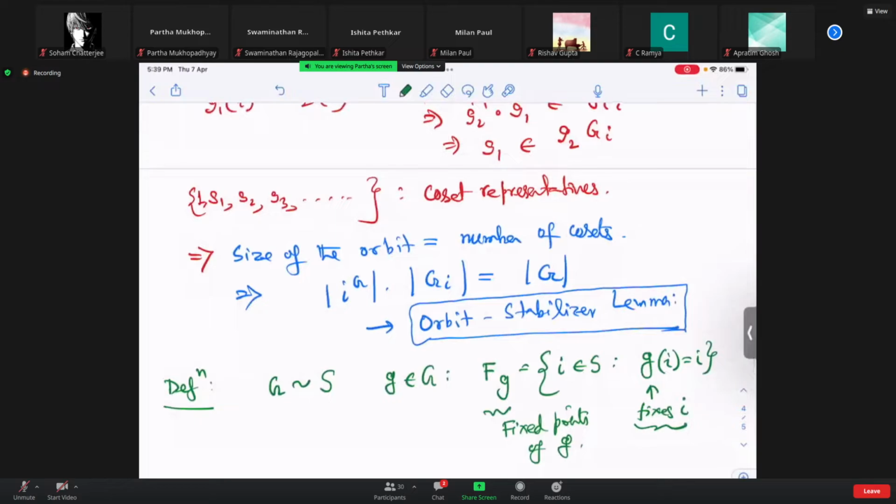So let's just, since I'm not able to communicate, let's just pause. Let me pause for a few moments and digest these definitions.